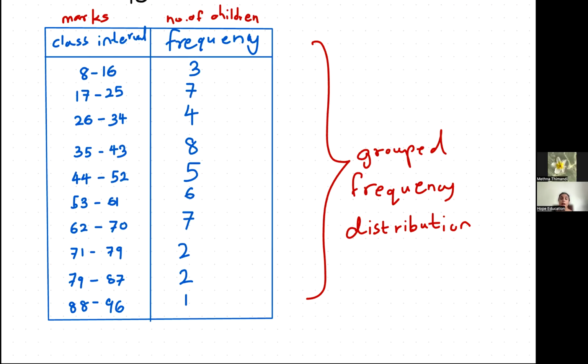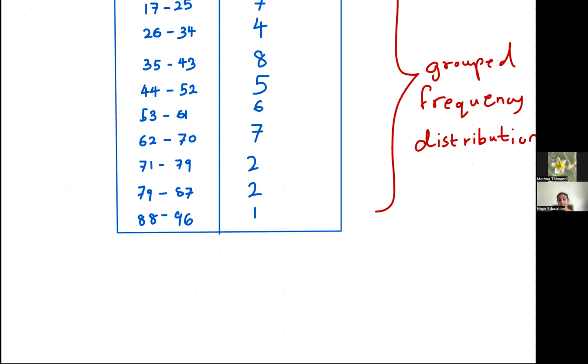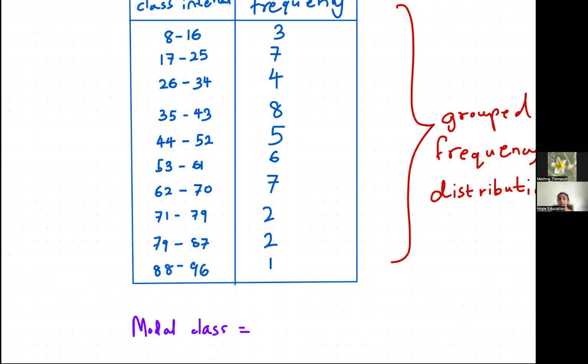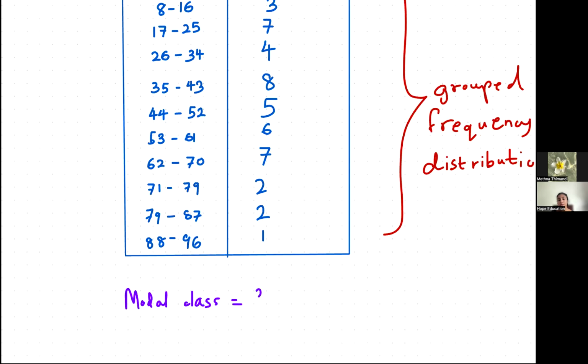And then මේ වගේ එකක අපිට තව term එකක් ඉගෙන ගන්න තියෙනවා, something called modal class. Modal class කියලා කියන්නේ මේ class intervals වලින් වැඩිම frequency තියෙන class එක. From this set, can you tell me what is the modal class? 35 to 43. 35 to 43, yes. එයා තමයි modal class එක. මොකද එයාට තමයි වැඩියෙන්ම ළමයි ඉන්නේ. ඒ marks category එකේ තමයි වැඩියෙන්ම ළමයි ඉන්නේ.